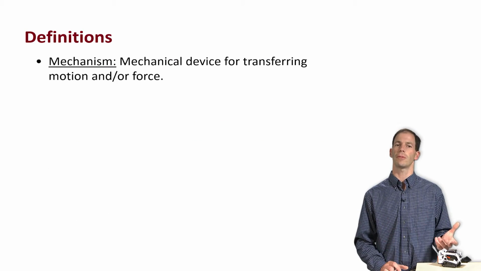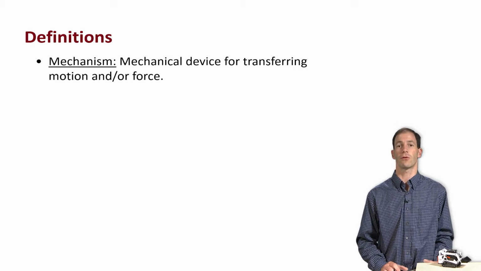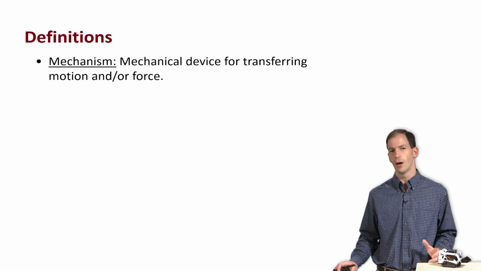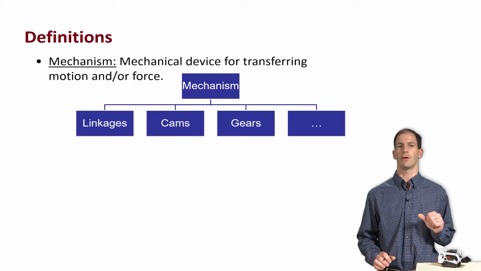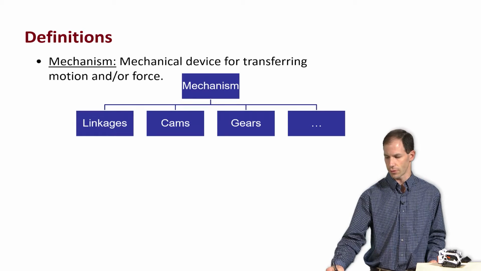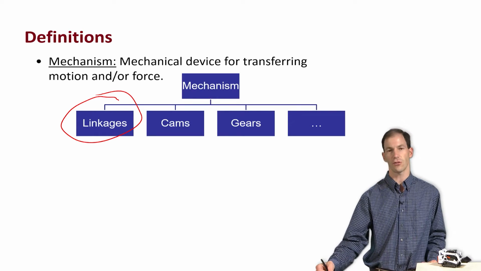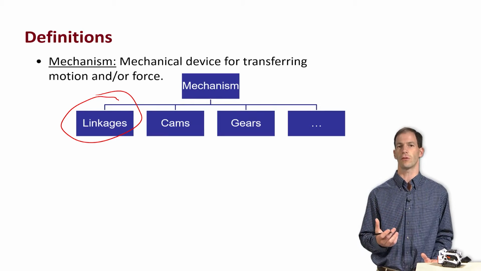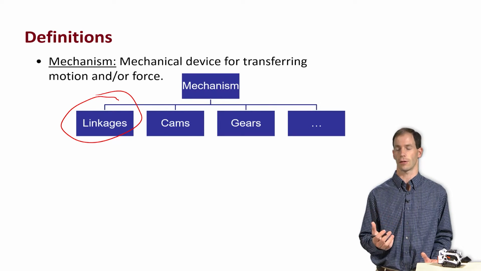defining a mechanism as simply a mechanical device for transferring force and/or motion from an input to an output. That's where we left off. Now, I can do that with lots of different mechanisms, and the focus of this class is on linkage mechanisms, so on the left here. But recognize that I just as easily could use a cam, I could use gears, I could use lots of other ways of transferring force and/or motion mechanically.